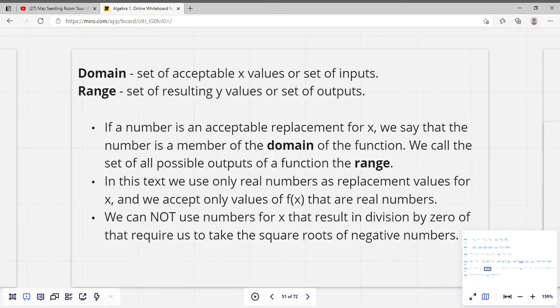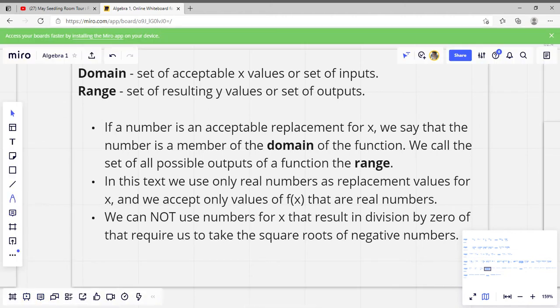Alright, domain. The domain is the set of acceptable x values or the set of inputs. Okay, so domain is talking about inputs. What things can x equal? Range is the set of resulting y values or the set of outputs. So you put one number in, that's your domain, the things you can put into your function. Your range are the things that come out of your function, your answers.